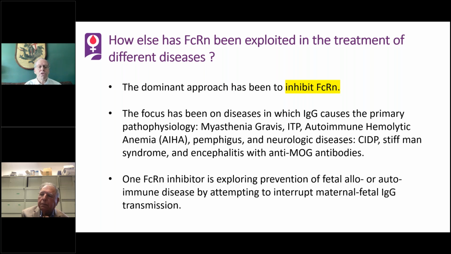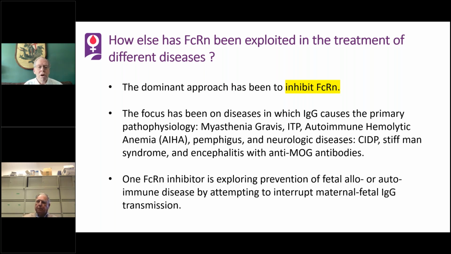Now, how else has FcRn been exploited? This is the area that's probably better known, and that is to inhibit FcRn. So if you have an IgG-mediated autoimmune disease, or even an IgG-mediated alloimmune disease, if you inhibited FcRn, you could dramatically reduce IgG levels, and that would be all IgG levels, but that would include the autoantibodies.